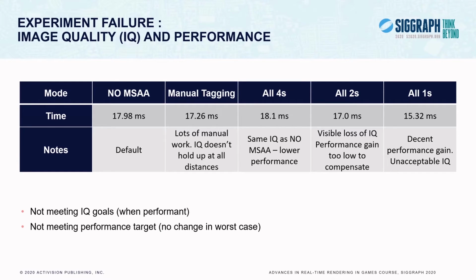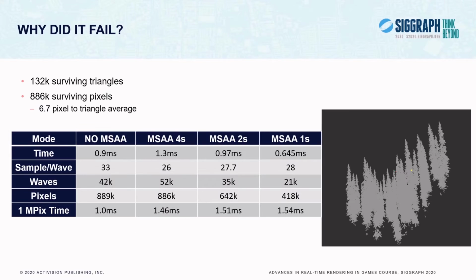Then, trying to run the game at 2 subsamples, we noticed that we're running only 1 millisecond faster, but that there was a visible loss of image quality, and the performance gain was just not high enough to compensate for the image quality loss. And then finally running everything with 1 subsample, 15.3 milliseconds, it was a pretty decent performance gain. However, the visual quality was just unacceptable. So we need to ask ourselves, why did it fail?